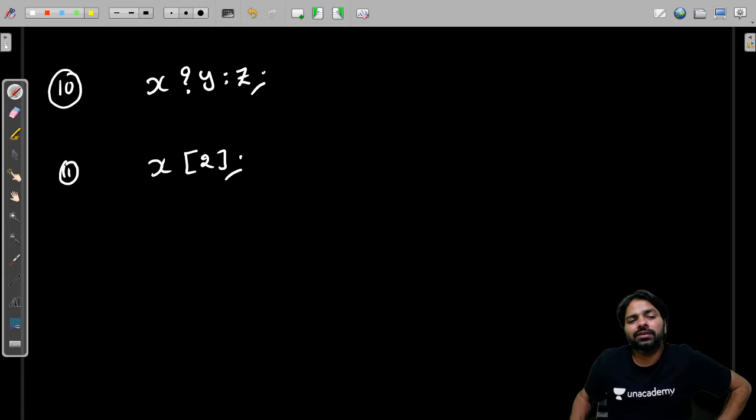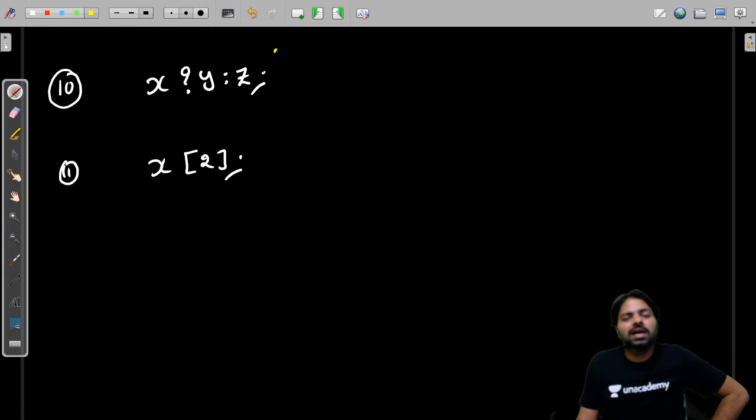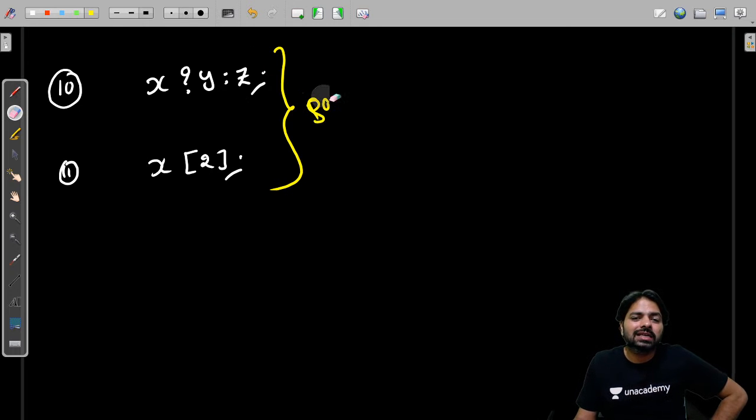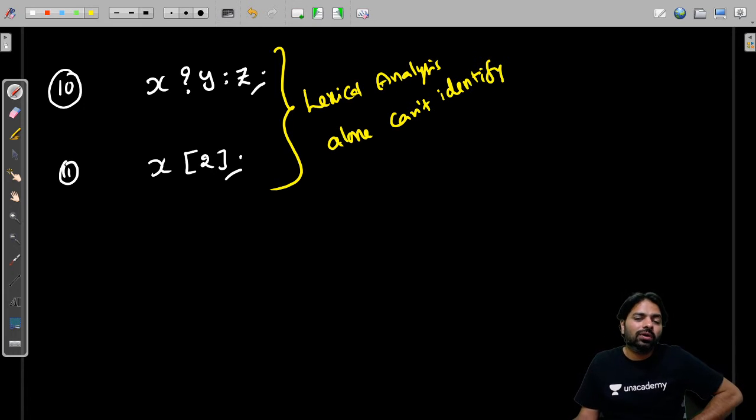These actually depend on the implementation. The parser alone, or the scanner, that is the lexical analyzer, is not sufficient. Lexical analysis alone cannot do this job. Alone it cannot identify this. Of course, you can do that if you want, you can implement your own code. But lexical analysis alone cannot identify it in today's compilers.